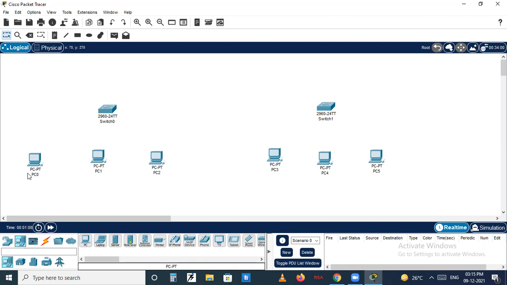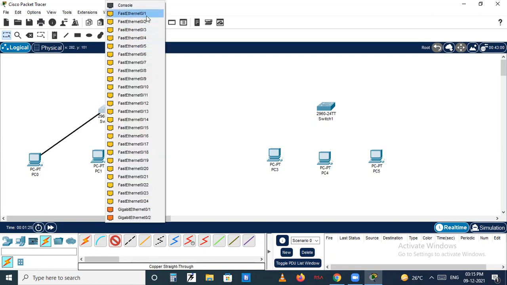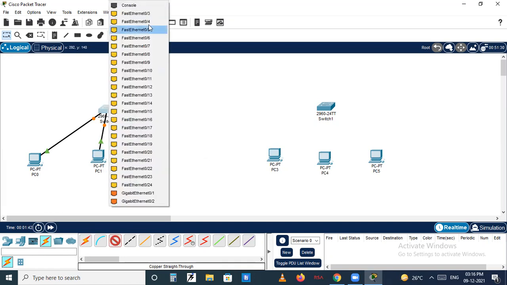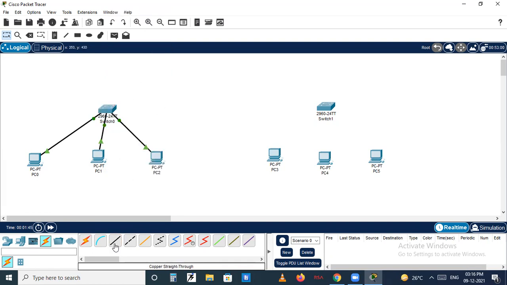The network we will design here is called automatic. I'm considering this is LAN 1 and this is LAN 2, right? Fast Ethernet. You can use any one of these. And then, now this is LAN 1. LAN 1 is completed. Similarly, we will complete LAN 2.